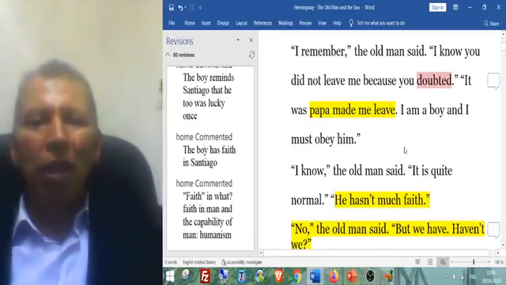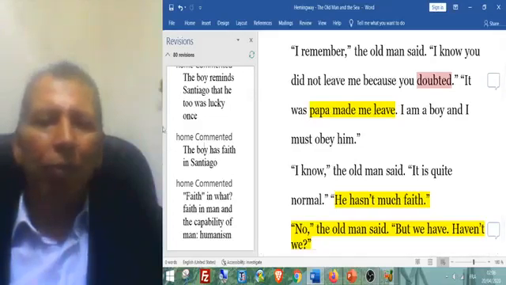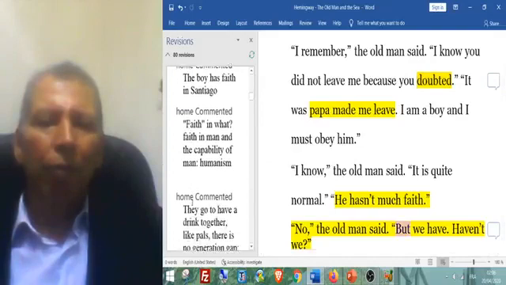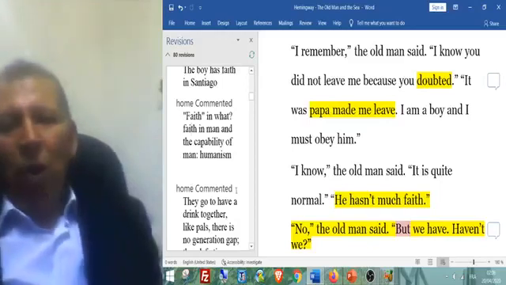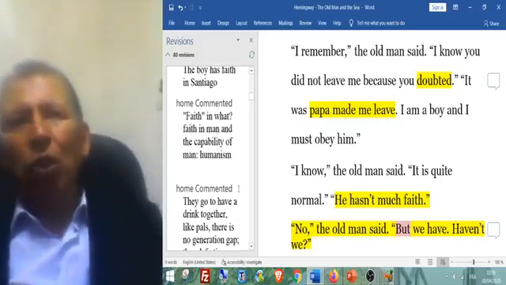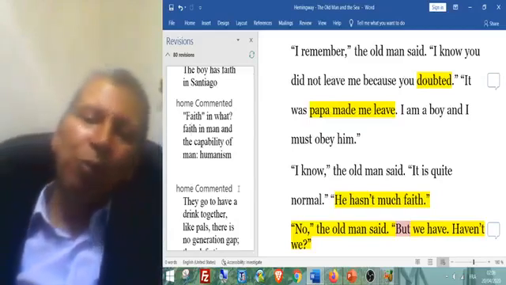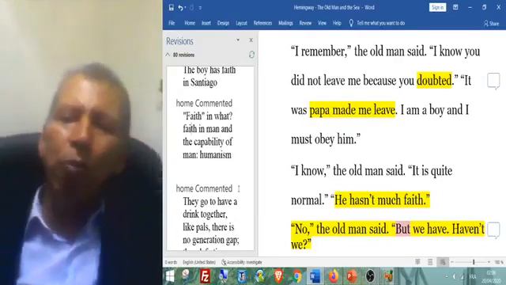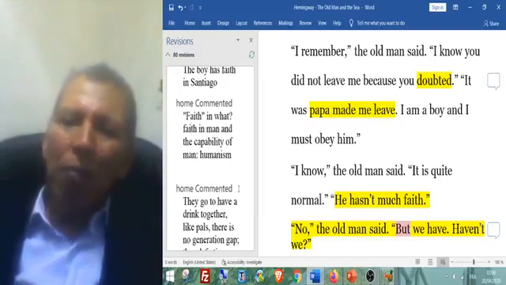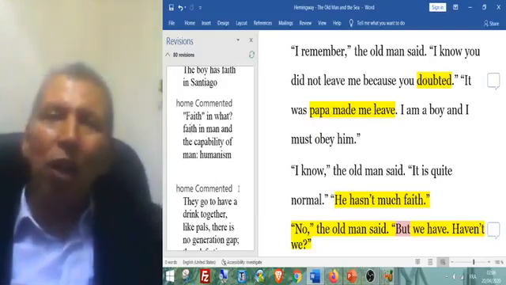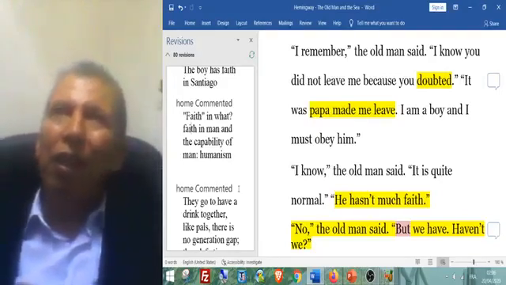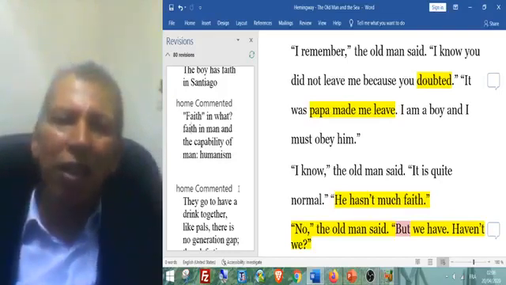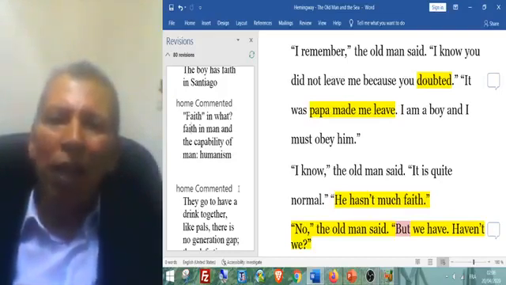It was Papa who made me leave. I am a boy and I must obey. Manolo has faith in Santiago, but what kind of faith is it? The faith of an individual in another individual, from a person to another person. But in fact, this has a larger thematic connotation. It's the faith in the human being, in faith in humanity, in the capability of man.